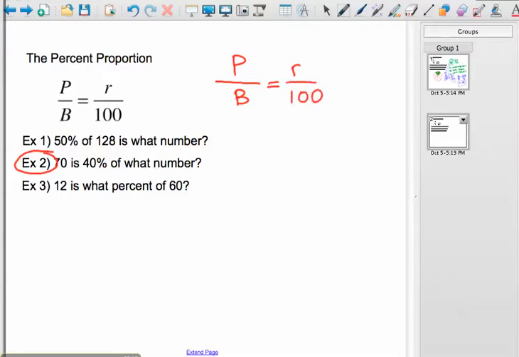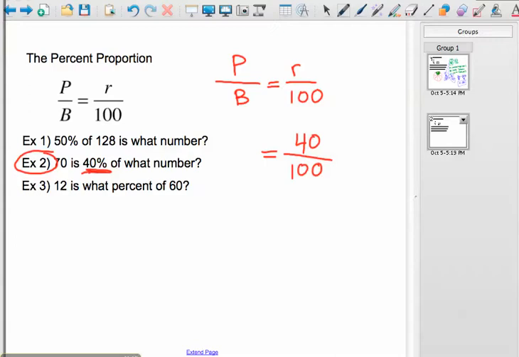So all we have to do is decide which one of those three variables we are solving for and fill in what we know. Well, you notice right away, or you should, that they give you the percent. So make your blank proportion. The percent is going to be 40. We keep the 100. Now we have to decide if we're solving for either P or B.